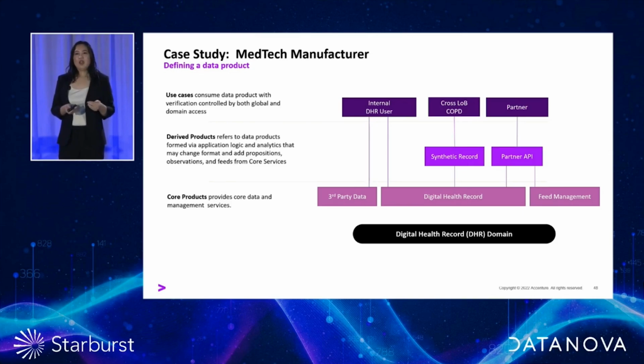might be a great first start. It might be a partner product, and a partner product having a partner API, right? They're not going to get access to the whole raw data set, but something that's more curated and easy for that partner to consume, also having that view. So this single digital health record, that core product, might lead to 3 derived products with 3 separate use cases to support.